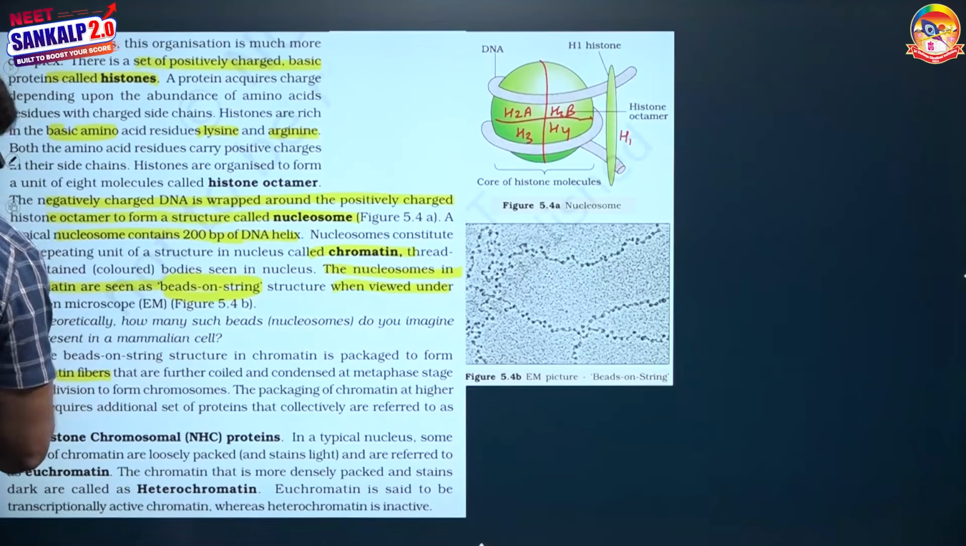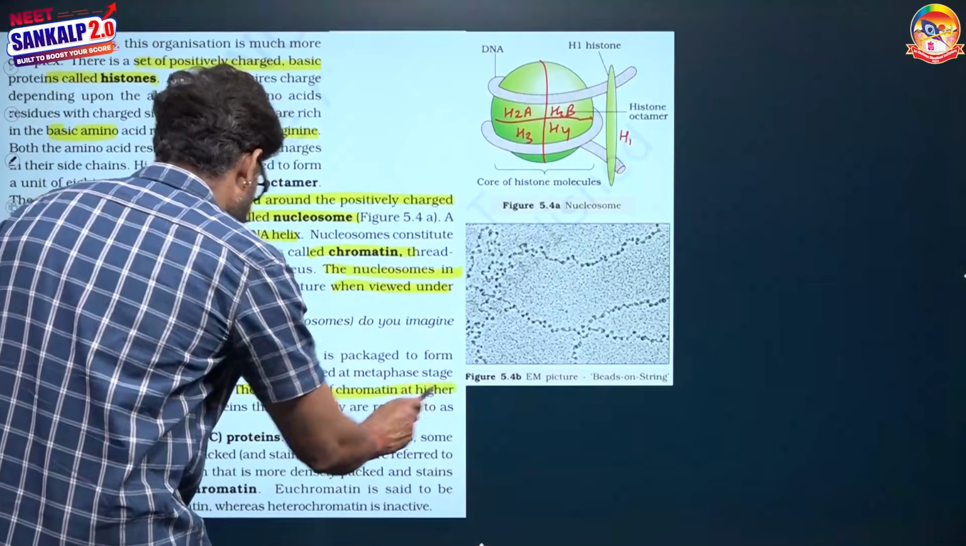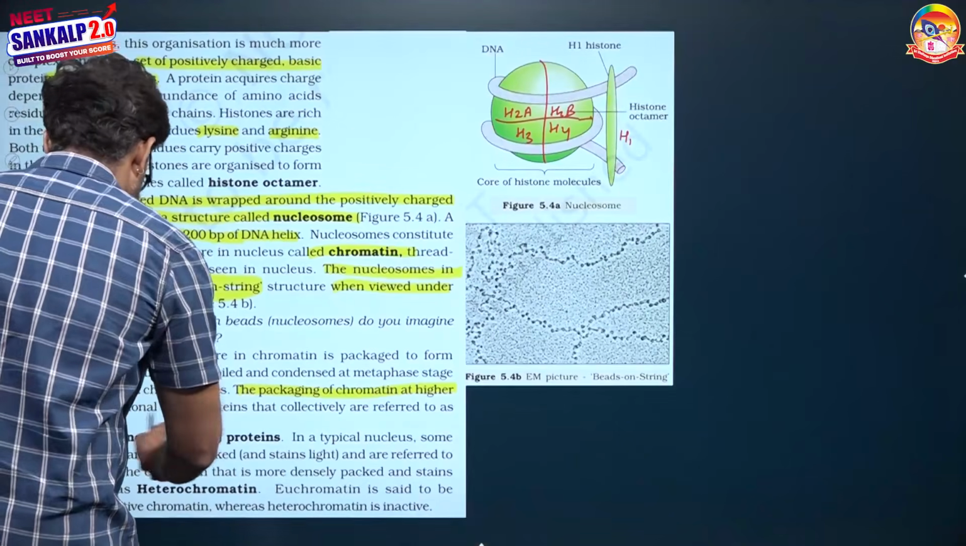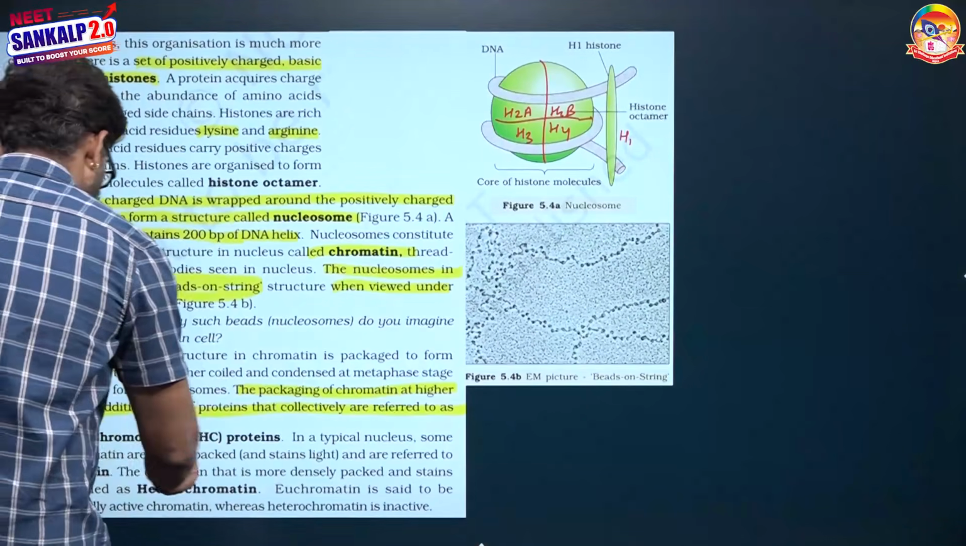The beads on string structure in chromatin is packaged to form chromatin fibers, also called 30 nanometer fibers. They are further coiled and condensed at the metaphase stage of cell division to form chromosomes. So DNA forms nucleosomes, nucleosomes form chromatin, chromatin forms chromosomes. This is the hierarchy of packaging. The packaging of chromatin at a higher level requires additional proteins, known as non-histone proteins.